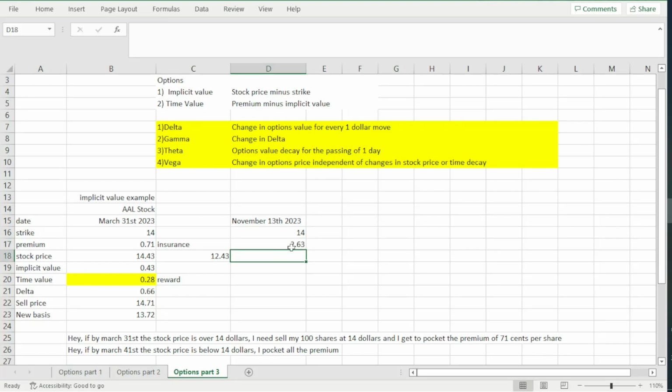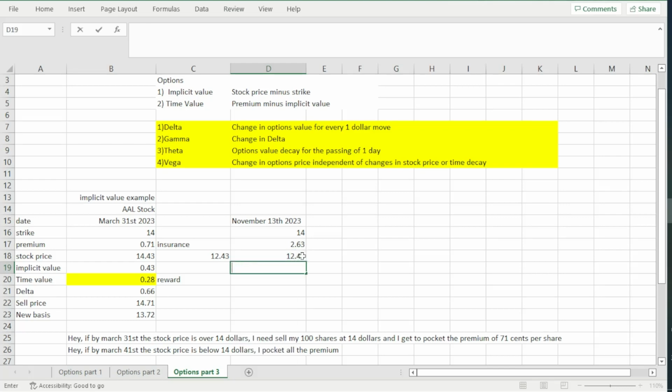Now the stock price, let's say that it's the same. Okay, let's say it's $12.43. Now, what is the implicit value here? Well, the implicit value, which we remember, is the stock price minus the strike. So right here, we're going to do the stock price.